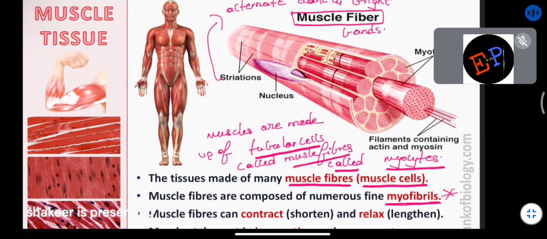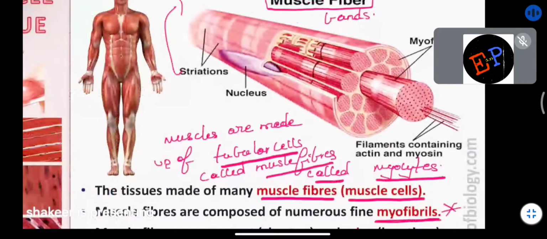That is, inside the myocyte you will find myofibrils. See how many myofibrils are there? Many myofibrils you can find here, no? So this is one myofibril, another one, second, third, fourth, fifth, sixth, like this. All these are called myofibrils, which are present inside myocytes.